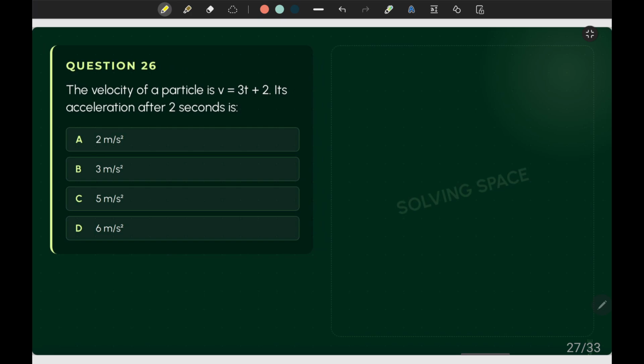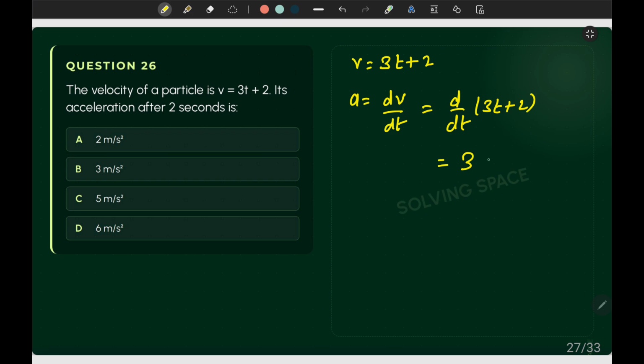Question number 26. The velocity of a projectile is v is equal to 3t plus 2. Its acceleration? Acceleration is dv by dt, that is d by dt of 3t plus 2, this gives 3 meter per second square. Since there is no time dependence, we don't need to calculate for 2 seconds. The acceleration is constant, 3 meter per second square.